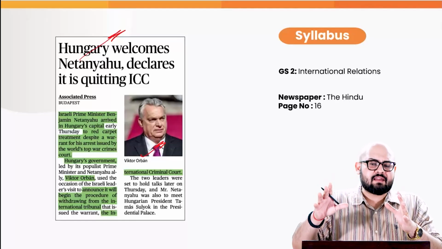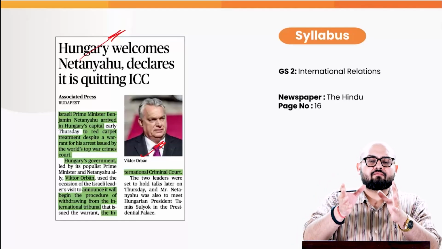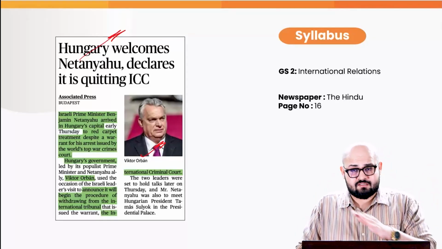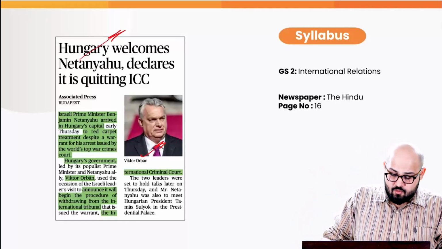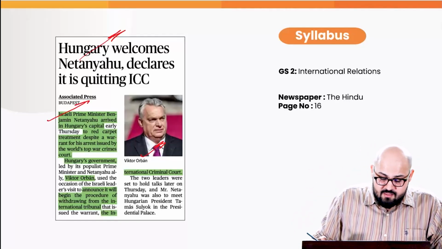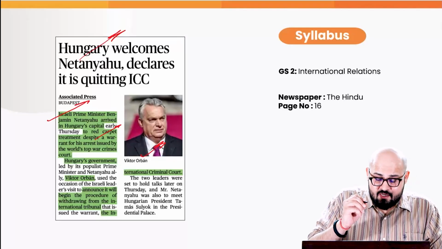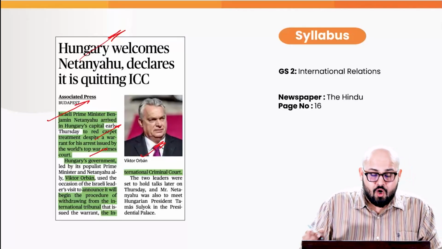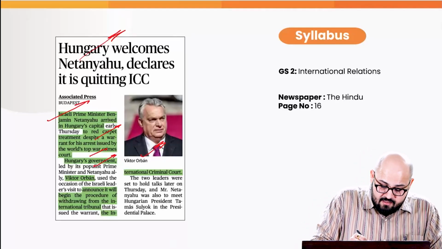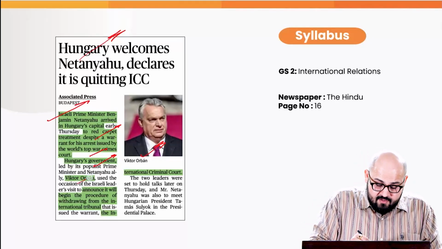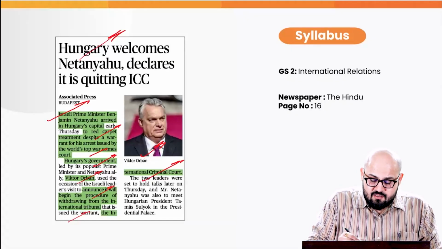We'll have a comparative analysis. We'll try to see how it is different from the International Court of Justice, right? ICJ and International Criminal Court. So Israeli Prime Minister Benjamin Netanyahu arrived in Hungary's capital to red carpet treatment despite a warrant for his arrest issued by the world's top war crime court. Hungary's government and its Prime Minister, Viktor Orban, has announced that it will begin the procedure of withdrawing from the International Criminal Court.